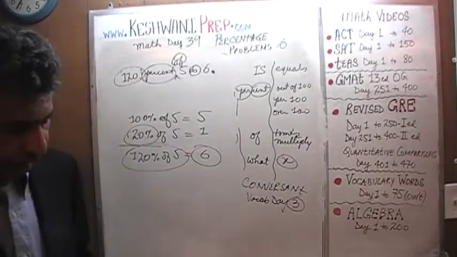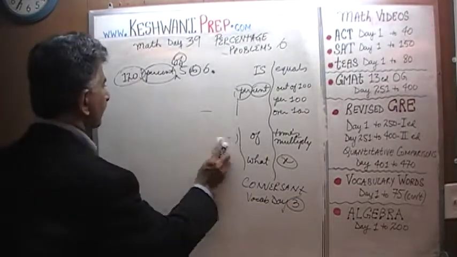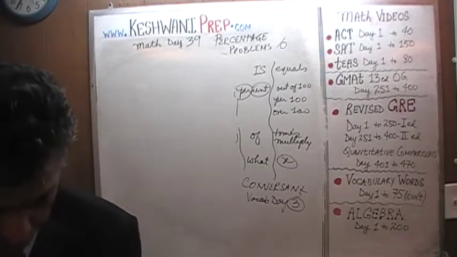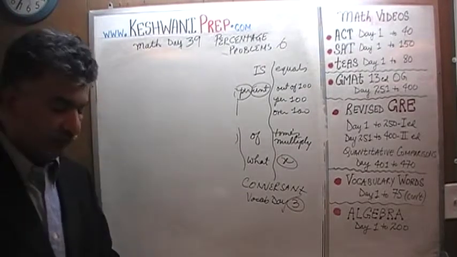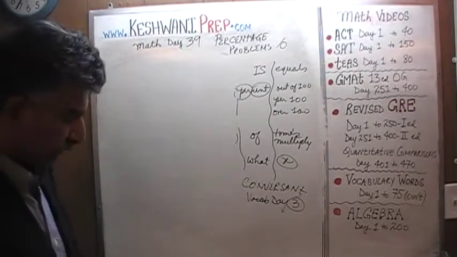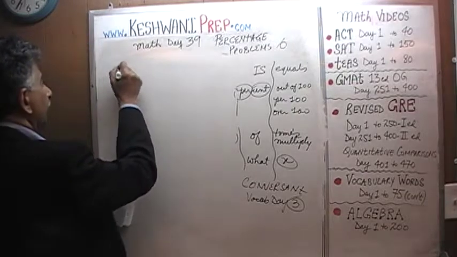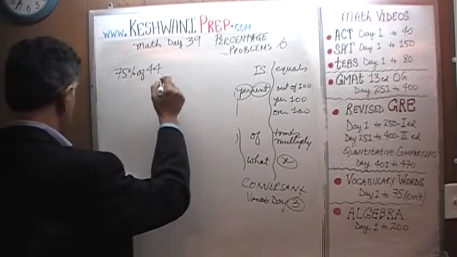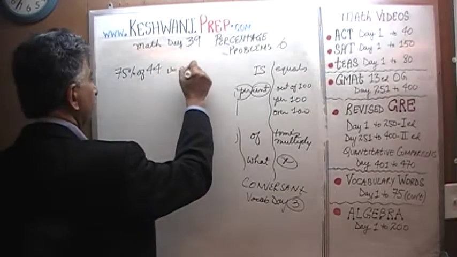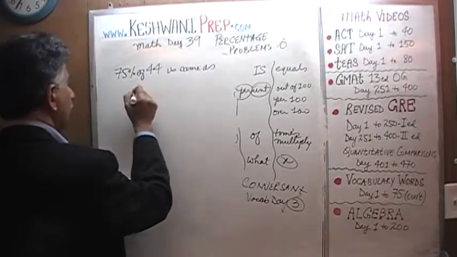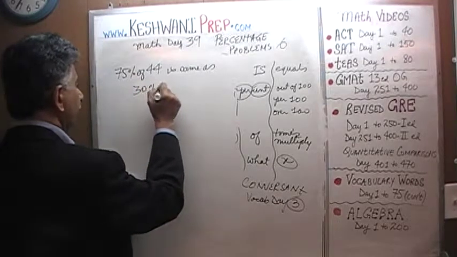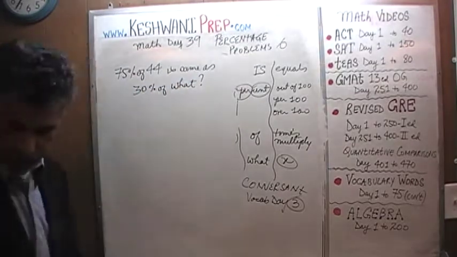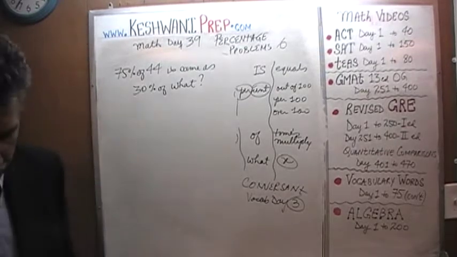Let's do one more, shall we? Try to do it yourself. As soon as I set up the problem, pause the video, solve it yourself. Here's the next one. 75% of 44 is same as 30% of what? Do it yourself first.